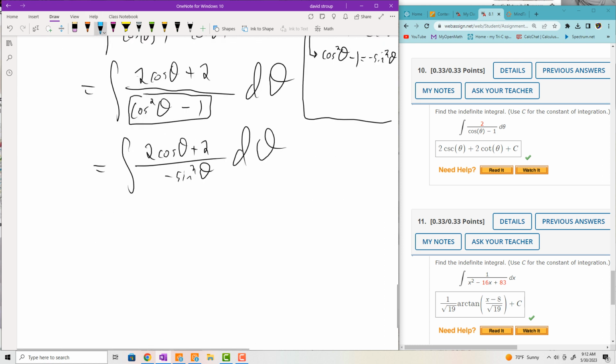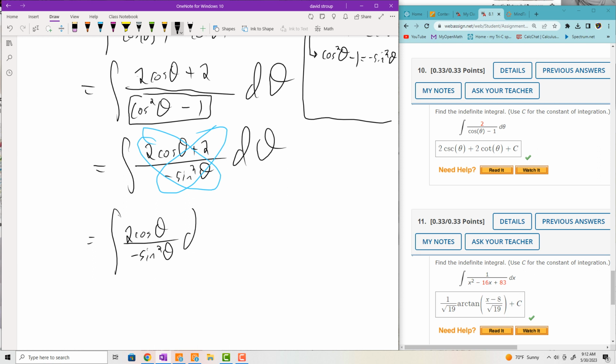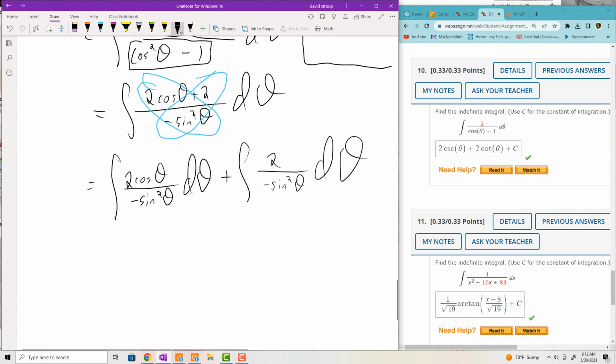Okay, then what? Well, now I can kind of butterfly this equation, or fillet it, if you'd rather think of it that way. I'll have the integral of 2 cosine theta all over negative sine squared theta d theta, plus the integral of 2 all over negative sine squared theta d theta. Then I want to put these into some form which is recognizable to me, and I can integrate it.